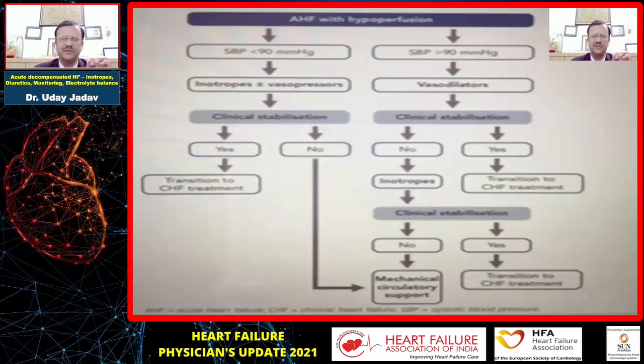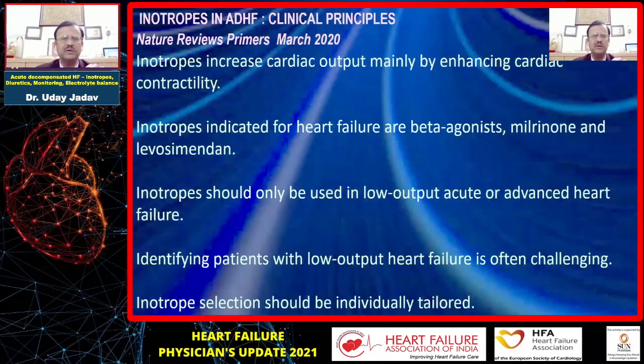If the systolic blood pressure is less than 90, then you will give the inotropes. If it's more than 90, try and use a vasodilator. And I'm going to show you this chart a little more thoroughly based on some very important principles. The inotropes enhance cardiac contractility, as we know. So you have some beta agonists, milrinone and levosimendan, which are extremely useful. Please do use them in low output acute heart failure.